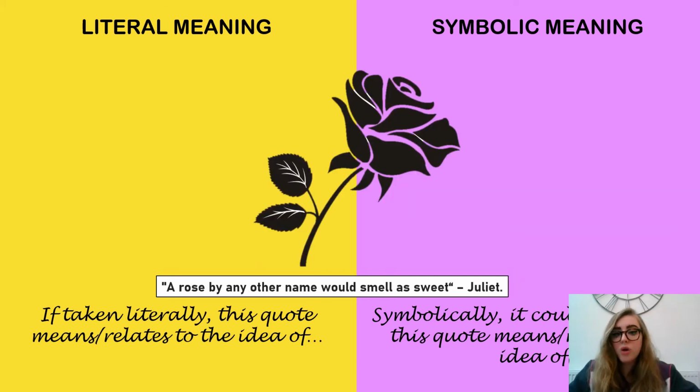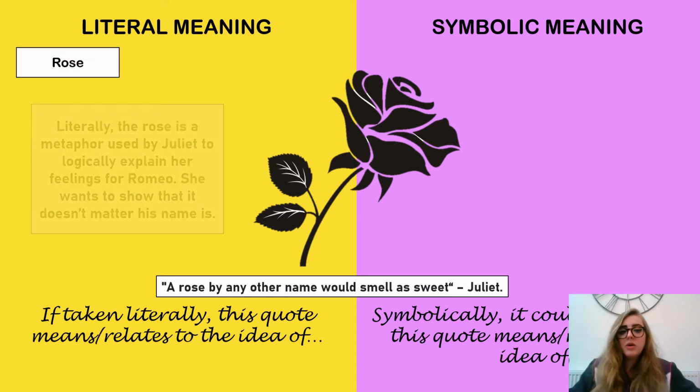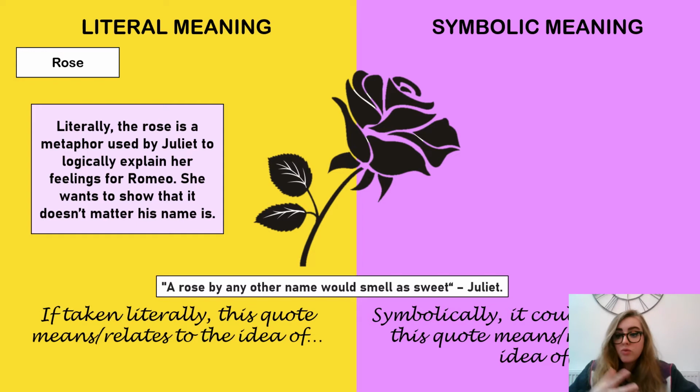So here we've got the idea of the rose. If we think about where she says one of the most famous lines out of all of Shakespeare's plays, "A rose by any other name would smell as sweet." Literally, the rose is a metaphor used by Juliet to logically explain her feelings for Romeo. And flowers are talked about multiple times throughout the text. "This love will prove a beauteous flower when we next meet." I'm sure I've misquoted it there.